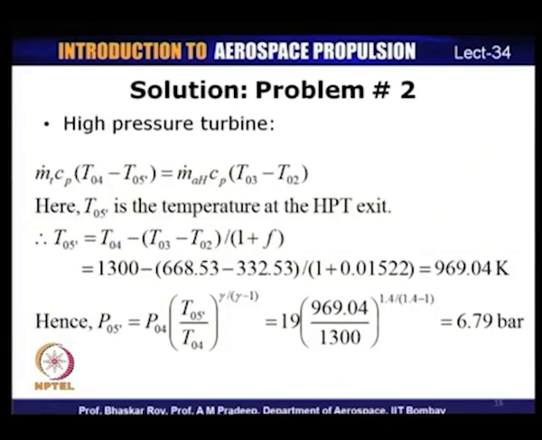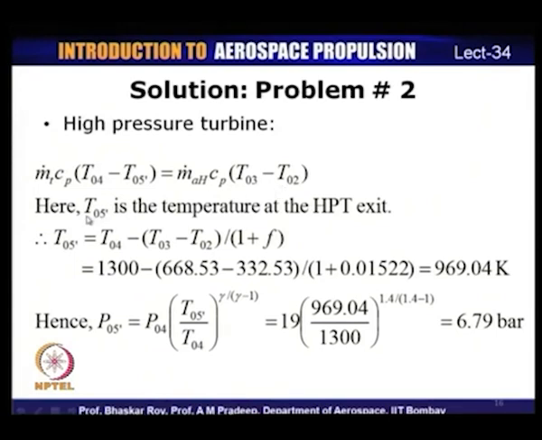So, after the combustion chamber, we shall first take up the HP turbine, and in the case of HP turbine, we equate the HP turbine work to the compressor work, because HP turbine is driving the compressor, and therefore, the enthalpy change across the HP turbine, which is mass flow rate times Cp into the temperature difference T04 minus T05 dash, is equal to mass flow rate through the compressor into Cp into T03 minus T02.